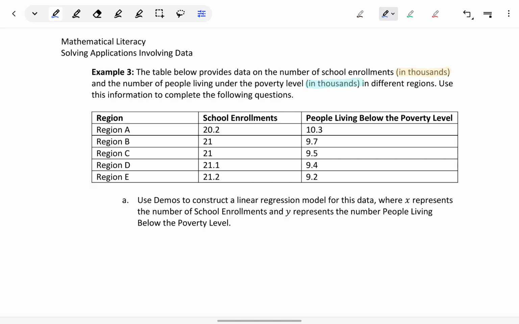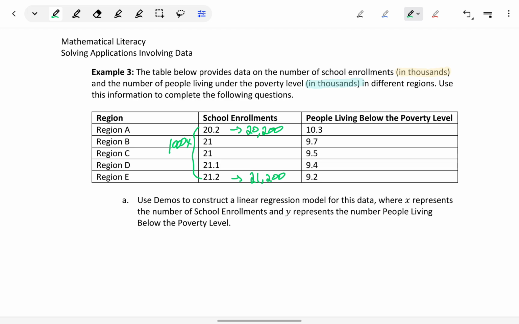We do this sometimes to condense numbers, just to make them smaller. But what we want to recognize is that if this is telling us the school enrollments in thousands, what we need to do to each of these values is multiply them by 1,000 to know what the actual original value was. So 20.2 in this case represents 20,200 school enrollments. 21.2 represents 21,200 school enrollments, and so on.